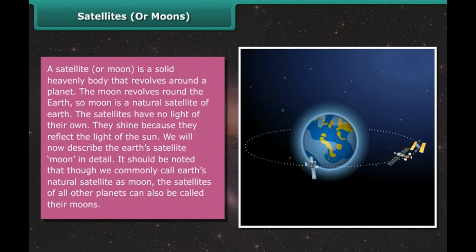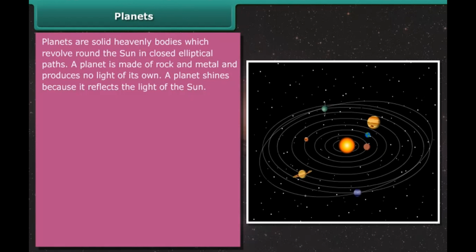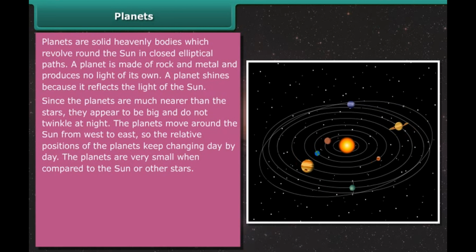It should be noted that though we commonly call Earth's natural satellite the moon, the satellites of all other planets can also be called their moons. Planets. Planets are solid heavenly bodies which revolve around the Sun in closed elliptical paths. A planet is made of rock and metal and produces no light of its own. A planet shines because it reflects the light of the Sun. Since the planets are much nearer than the stars, they appear to be big and do not twinkle at night.